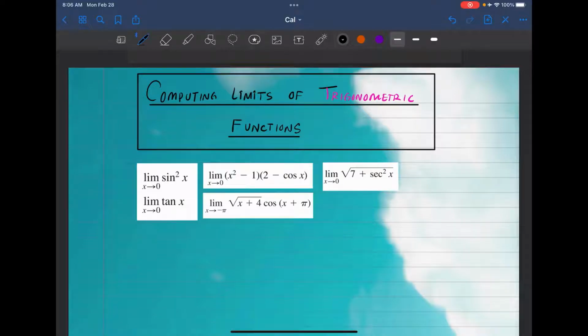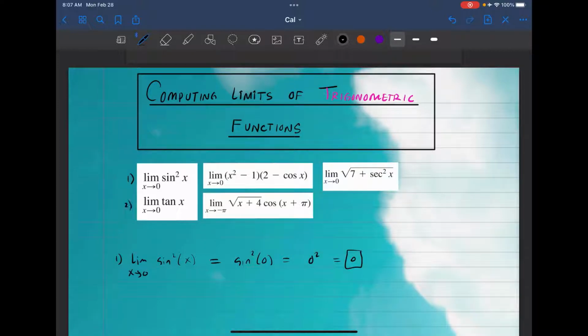So let's go ahead and find some trigonometric limits. For the first problem, let's call it this one, we are looking for the limit as x approaches 0 of sine squared of x. Let's plug in 0 since sine is a nice continuous function. So we have sine squared of 0. Well, we know sine of 0 is 0 from our trigonometry knowledge, so that's going to be 0 squared. So this limit is simply 0.